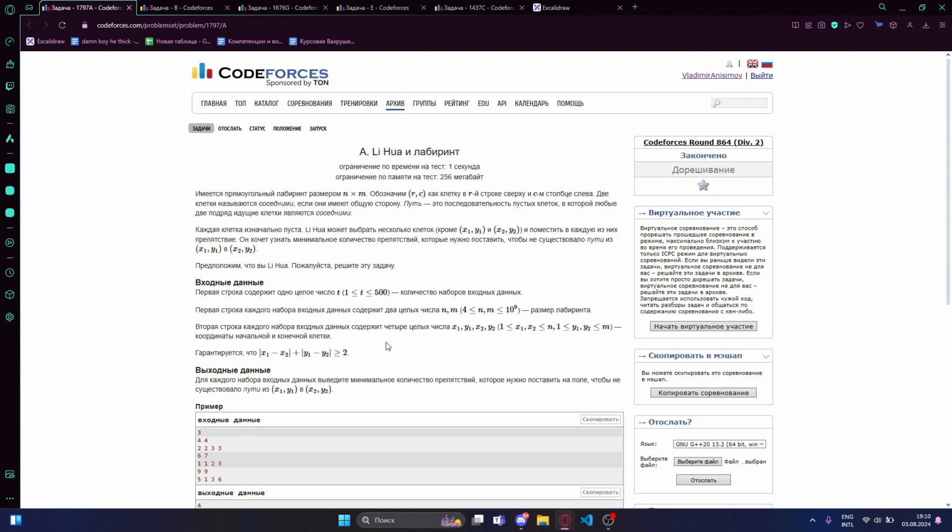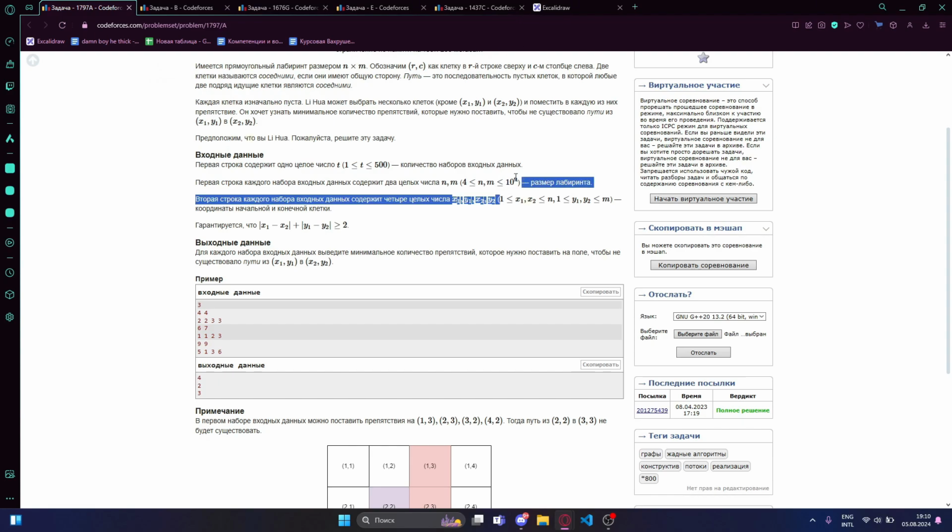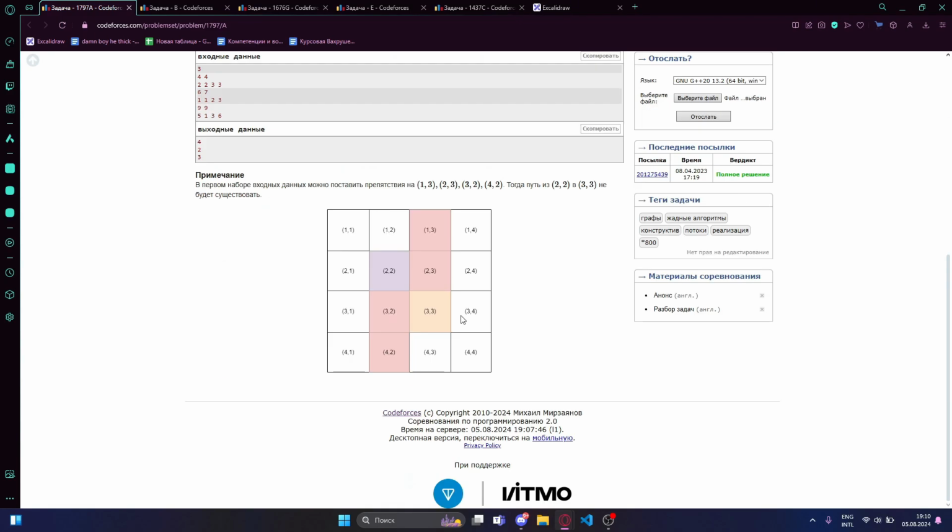You need to put up some walls, roughly speaking, block some cells so that the person cannot get from x1, y1 to x2, y2. So here we have a board, each of the dimensions up to 10 to the power of 9. And it is guaranteed that they are not adjacent. They do not have a common side. That is, they cannot stand next to each other. That means we can always block them. We need to find the minimum number of blocks that we can place.